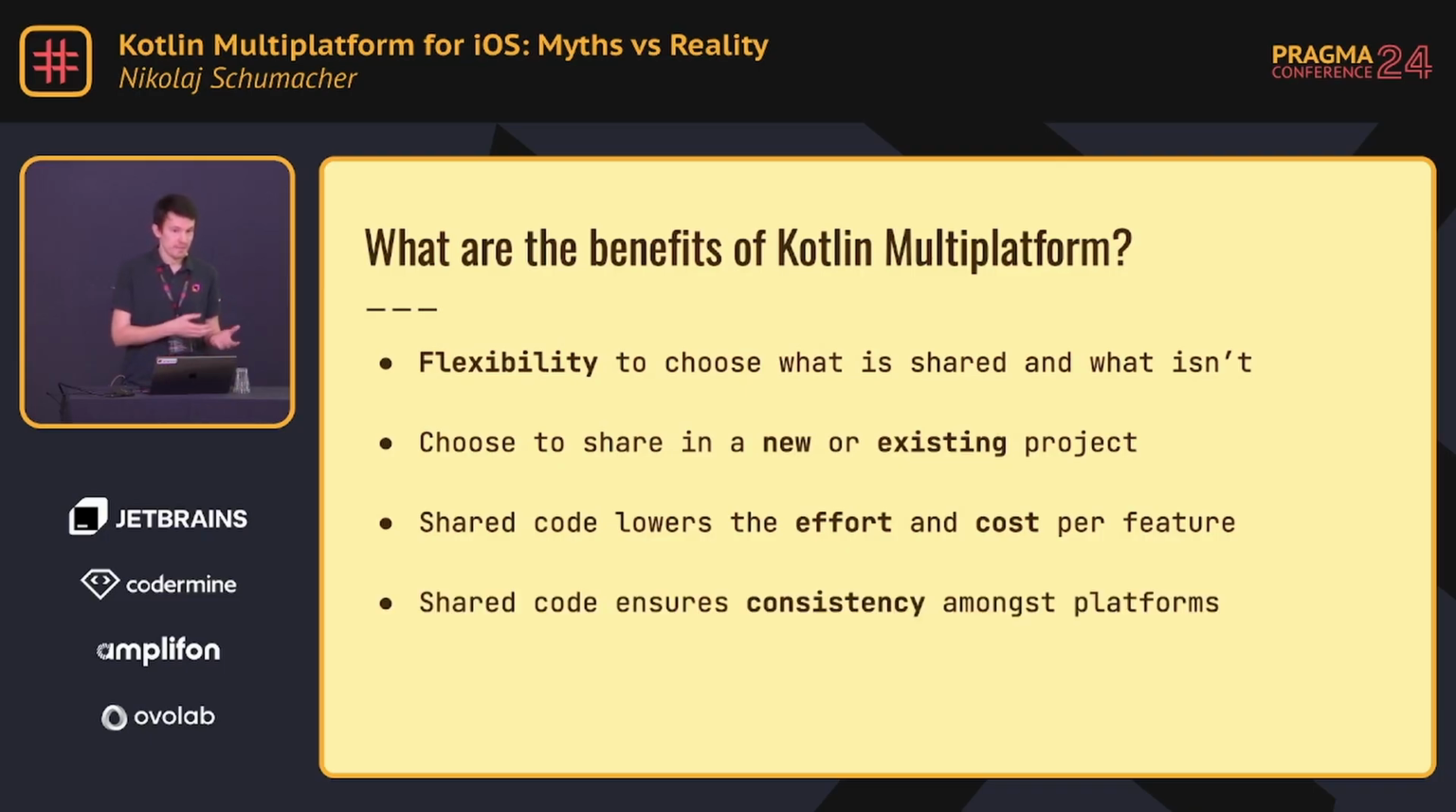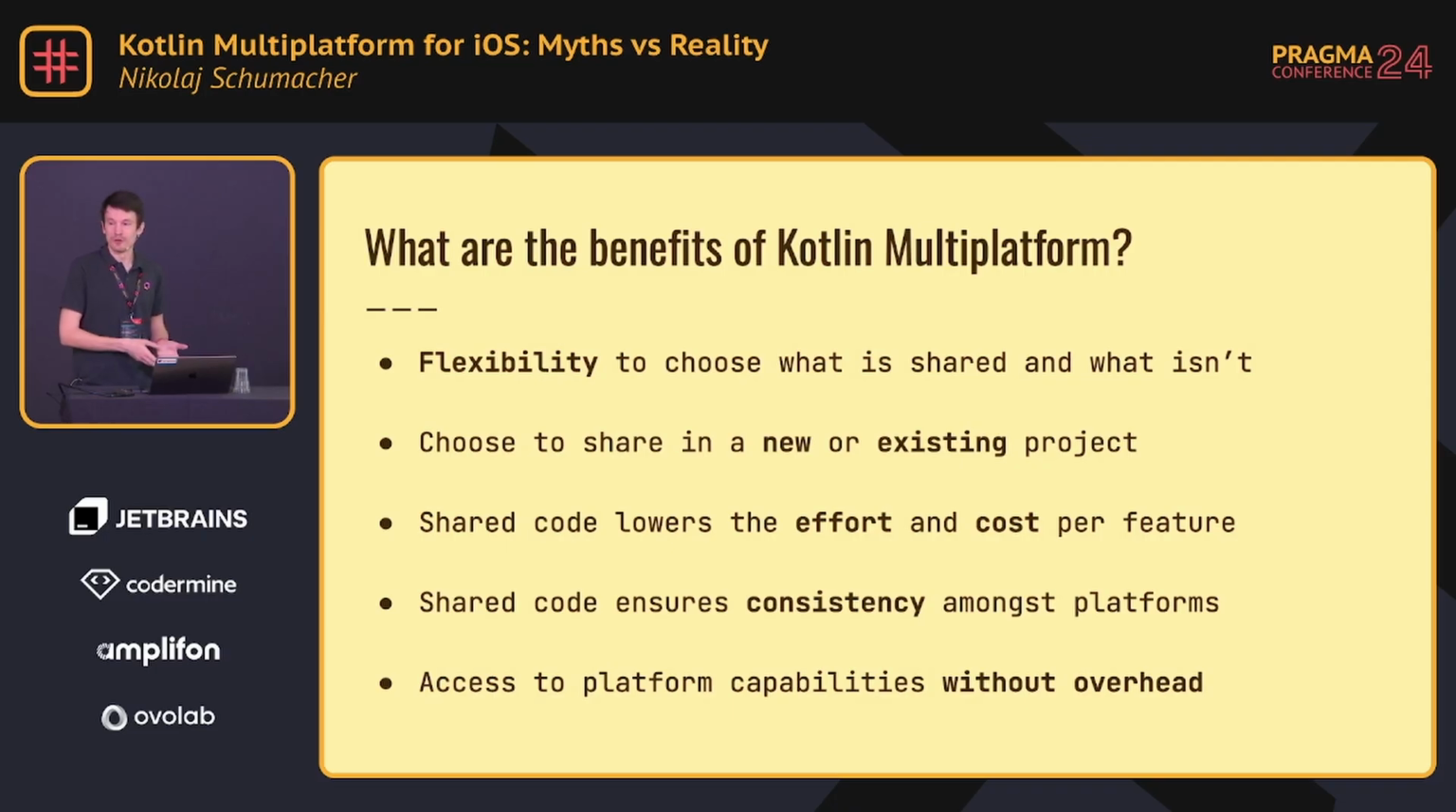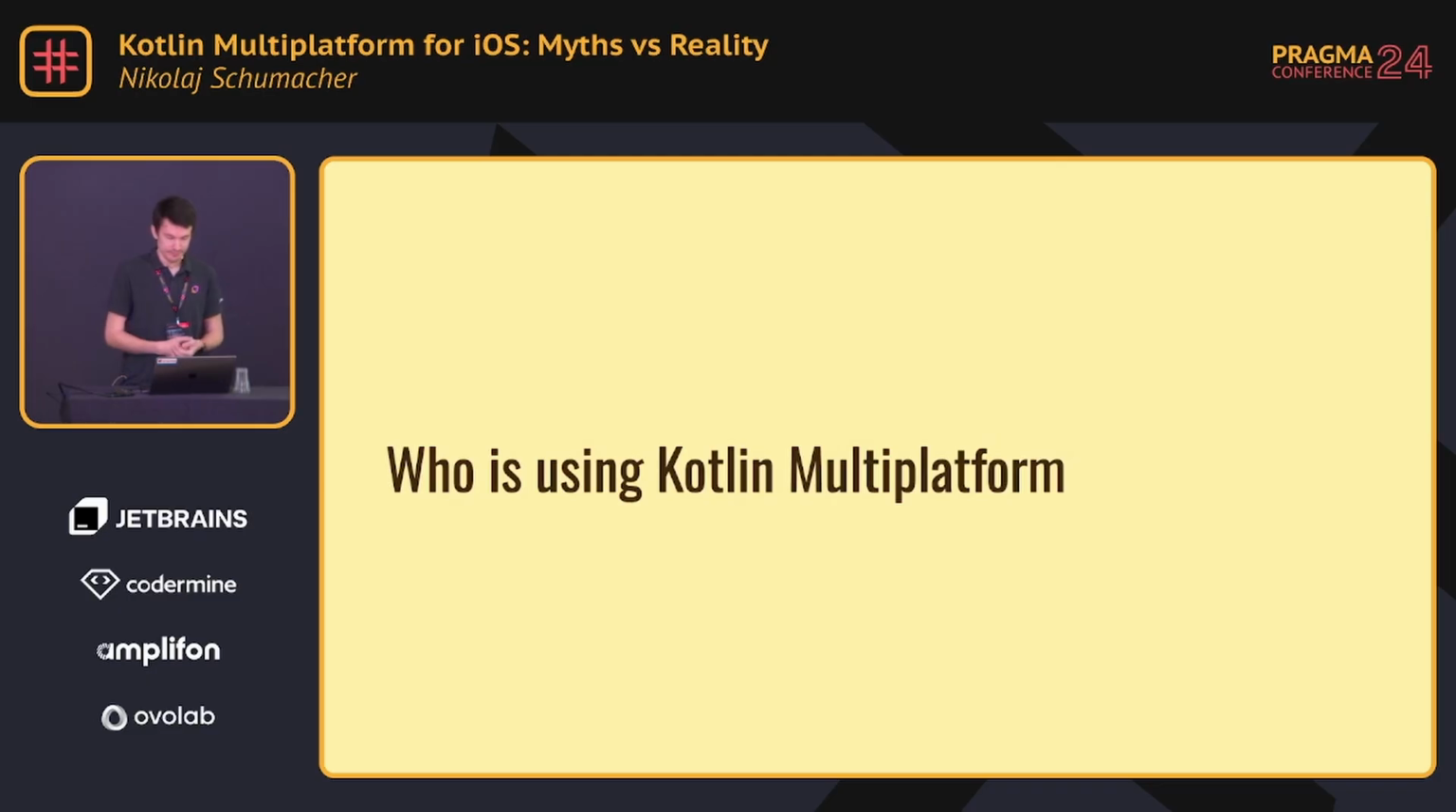And finally, shared code also means there's a certain amount of consistency, right? If you write one single client that accesses your API, you don't have to worry about slight differences. Maybe the iOS app has a different sync mechanism or whatever, right? You just have one piece of code, and it works the same way everywhere. And finally, with Kotlin Multiplatform, you can just access your native APIs. There's no wrappers, there's no abstraction. It's just native code. You write it as before, and you access the native APIs as before.